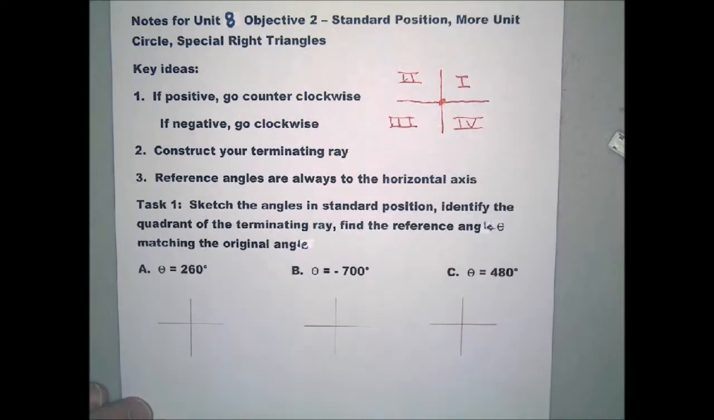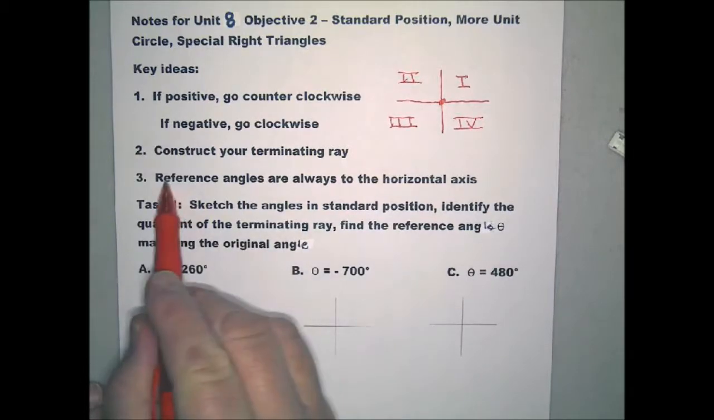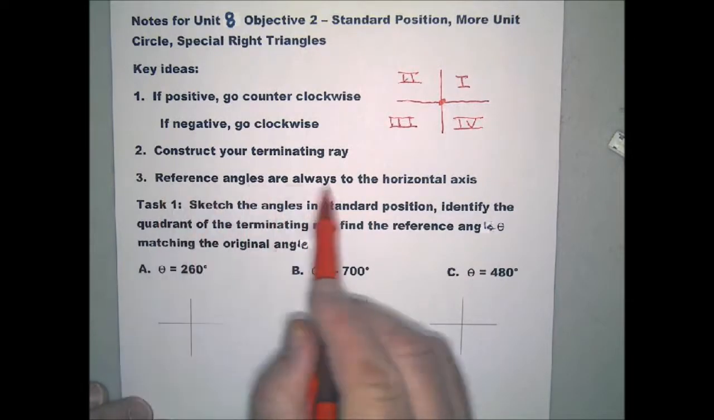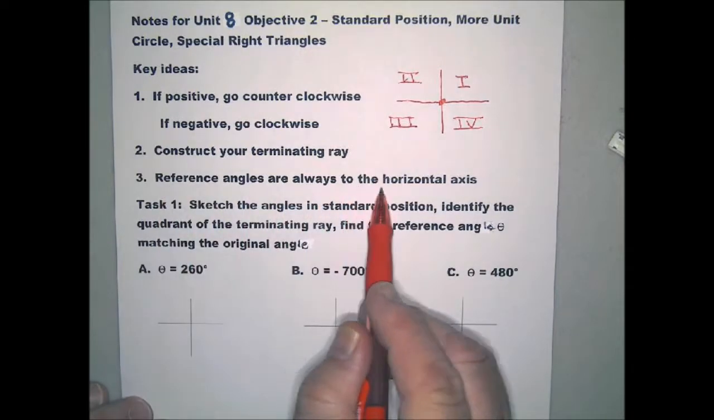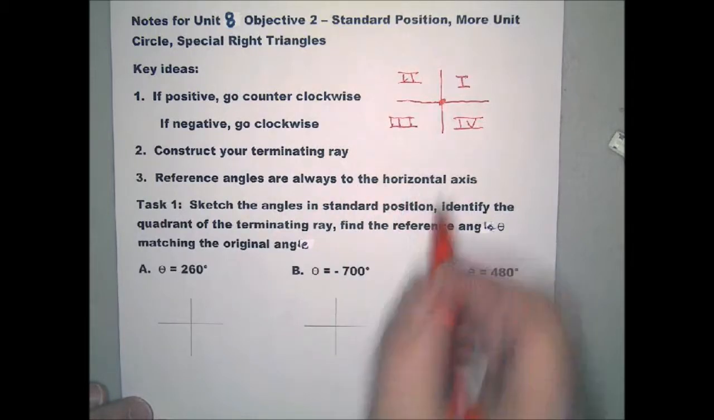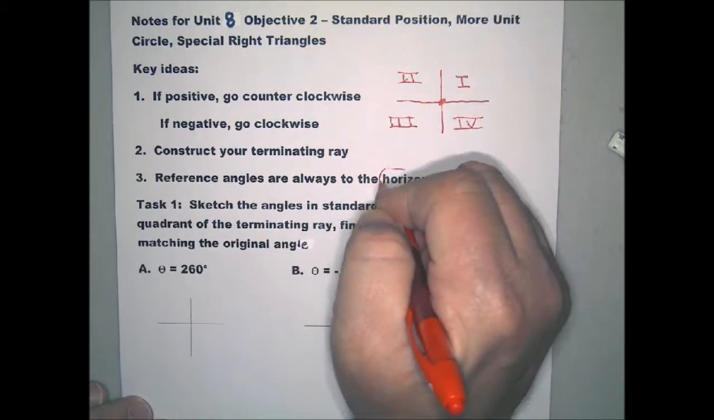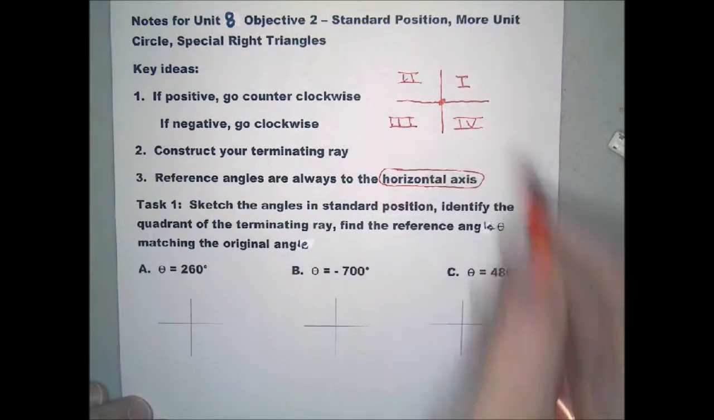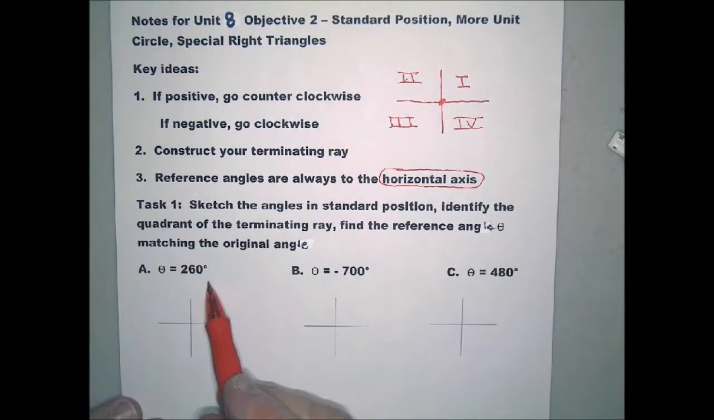But the whole idea of where the terminating ray is and what the reference angle is, these are probably new to you. Now here's the one that's really important more than any of the others. The reference angles are always to the horizontal axis, so the x-axis. So what does that mean? Well, let's take a look at our first example right here.